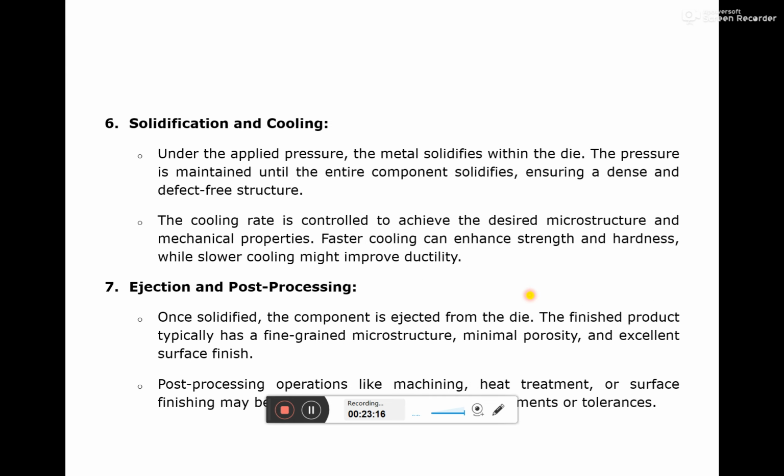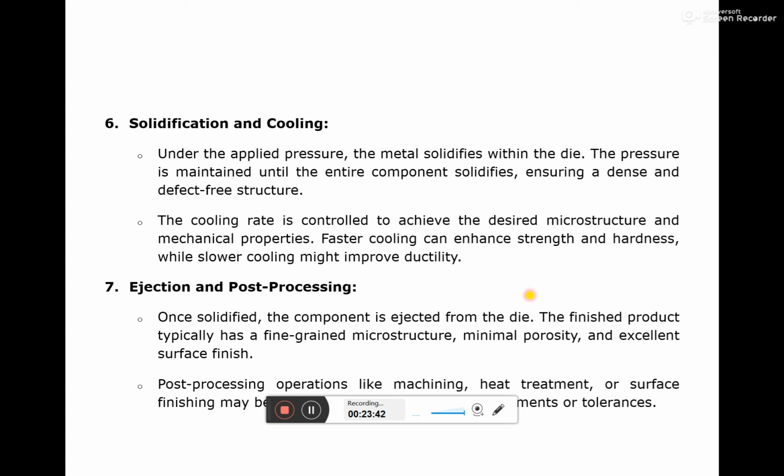Next one is the same as stir casting. Once you perform the entire pressure application, under the applied pressure the metal will be solidified within the die. The pressure is maintained until the entire component solidifies. We apply the pressure over that particular mixture of material until it solidifies.